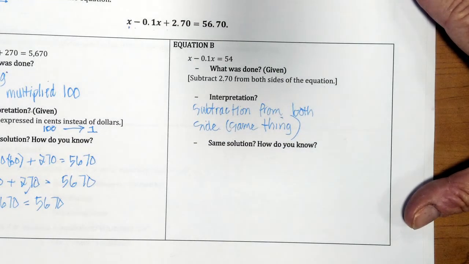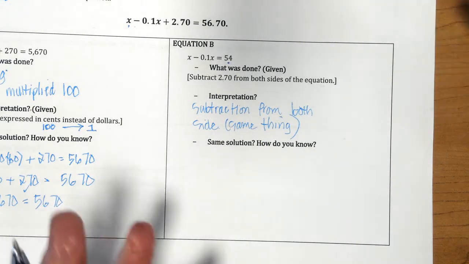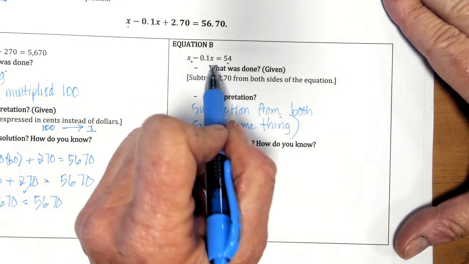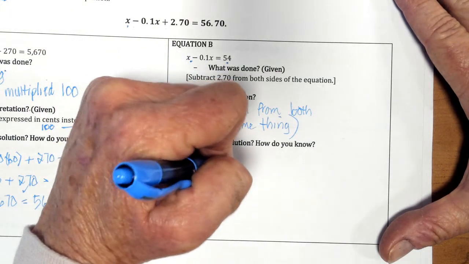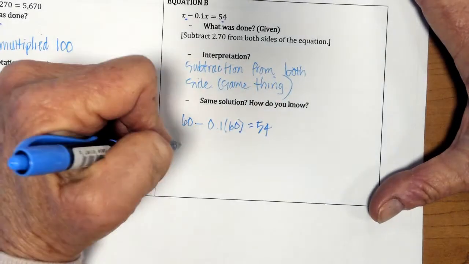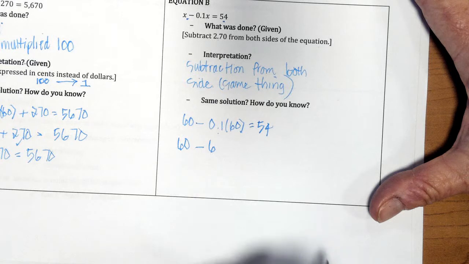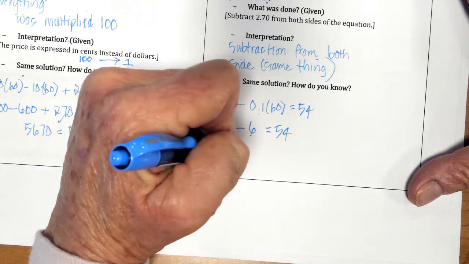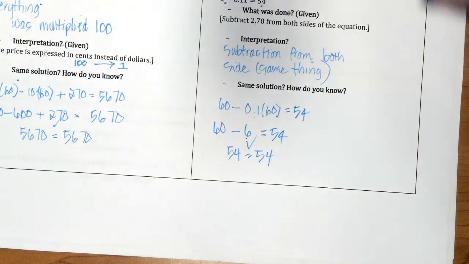Okay, so let's see what happens. So I got 54. So now it should work, right? If I did the same thing for both sides, then what I should find is that if I plug in 60, it should work. So let's check it out. So 60 minus 0.1 times 60 equals 54. So 60 minus 6, because 0.1 times 60 is 6. And does that equal 54? Well, 60 minus 6 is 54, and 54 is equal to 54. Check, it works. Okay, so equation B, it worked.